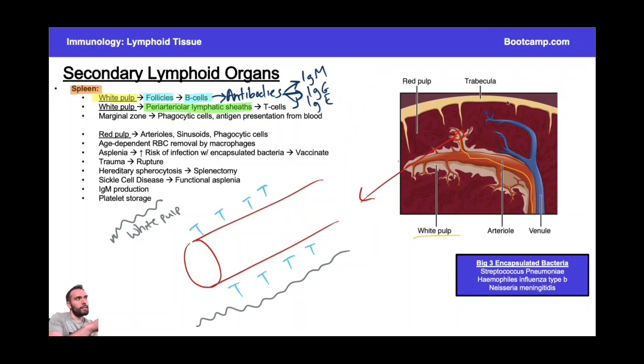The T cells here are going to be recognizing some of these antigens coming in, and we'll talk about all the details of what they're going to do. But for the purposes of this video: white pulp, follicles, B cells, periarterial lymphatic sheaths, T cells.